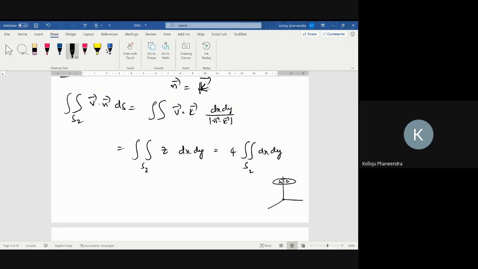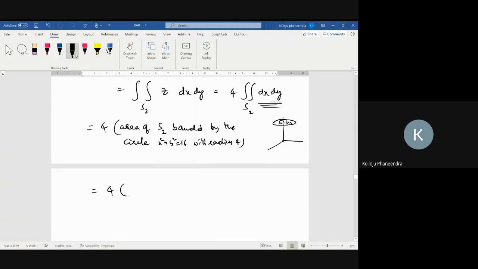The equation is z equal to 4, nothing but a circle. 4 into the double integral of dx dy means area, the area of S2 bounded by the circle x square plus y square equal to 16 with radius 4. Therefore, this is 4 into pi r square, so 4 into pi into 4 square, 64 pi is the value over S2.